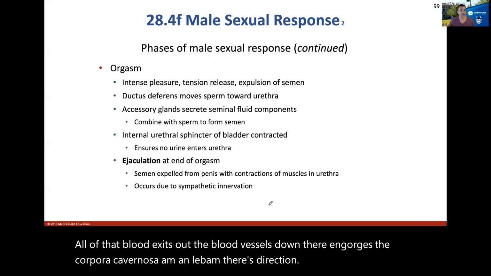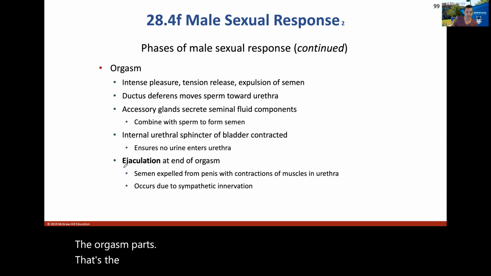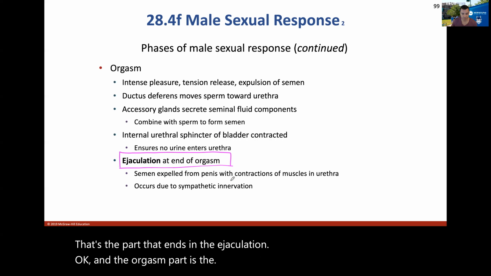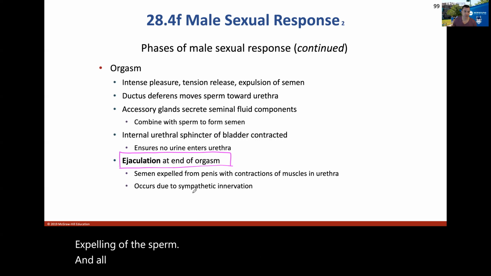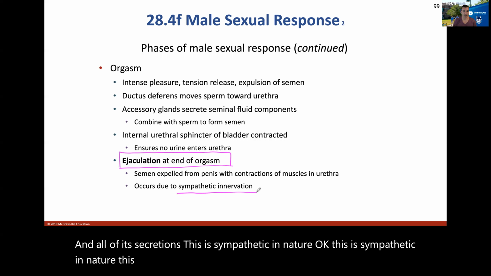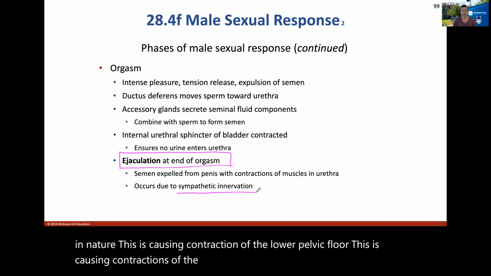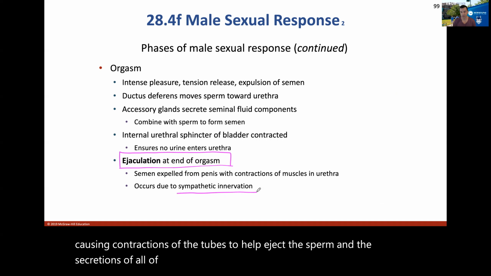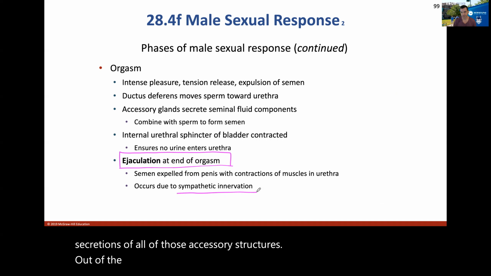The orgasm part, that's the part that ends in the ejaculation. Okay. And the orgasm part is the expelling of the sperm and all of its secretions. This is sympathetic in nature. Okay. This is sympathetic in nature. This is causing contraction of the lower pelvic floor. This is causing contractions of the tubes to help eject the sperm and the secretions of all of those accessory structures out of the penis. When a male orgasms, boom, it's all done.